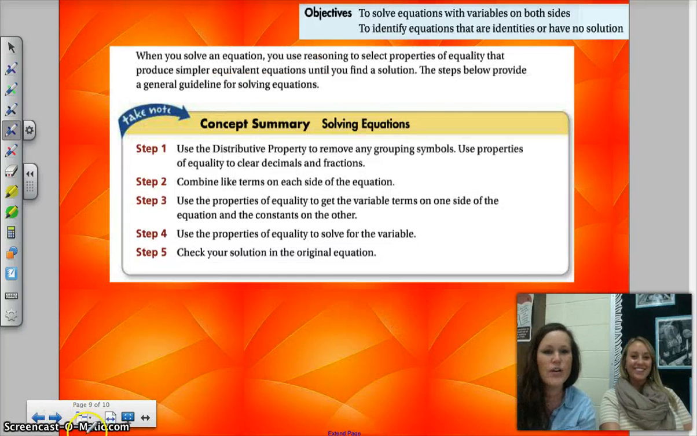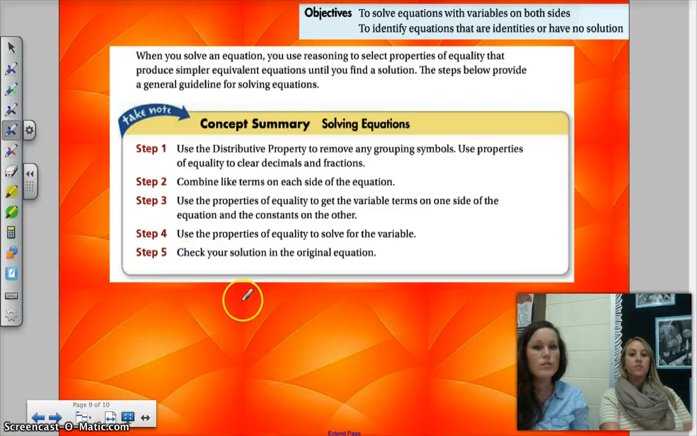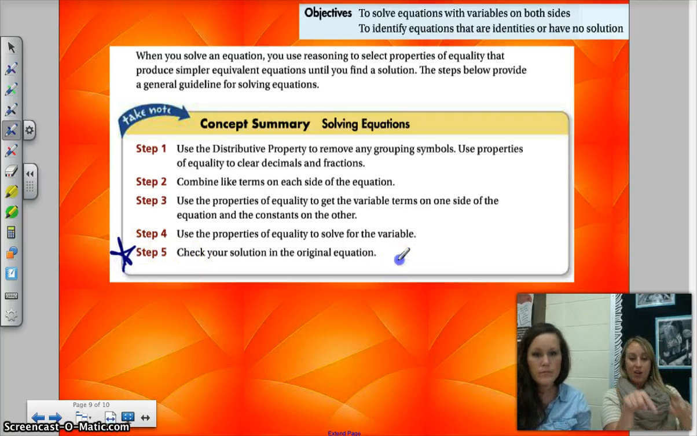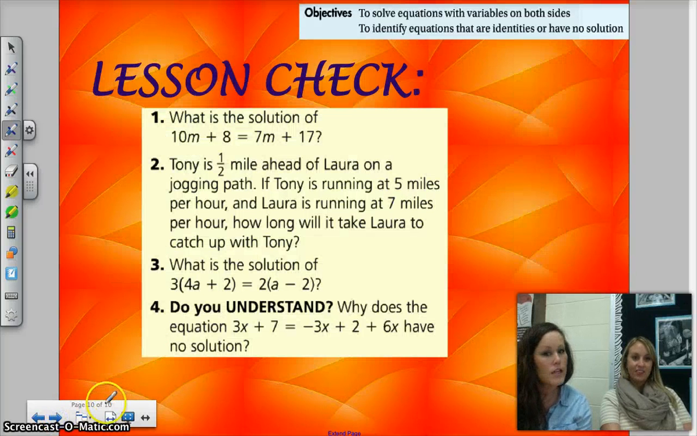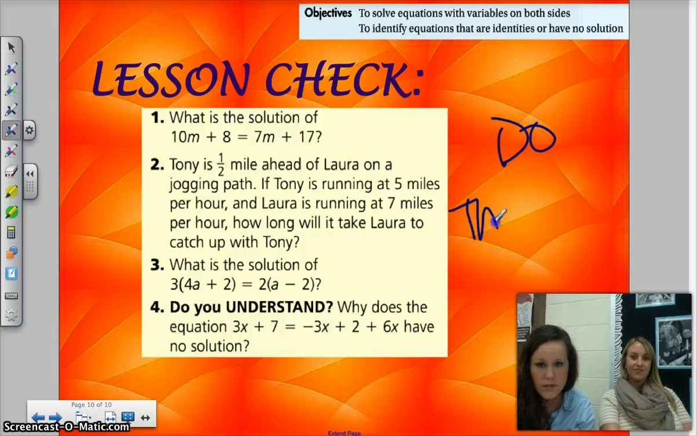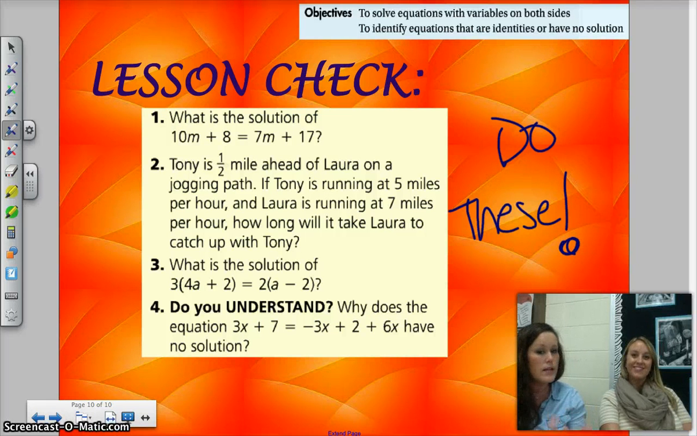Okay, next. Concept summary. Again, this is the steps that you go through. So if you ever get confused, just check this out, guys. It's on your notes there for a reason. You can go back to it tomorrow when you're working on the practice. And lesson check right here. Do these, please. Some of you guys have been slacking on this. We'll come back and we'll check them all as a class tomorrow.